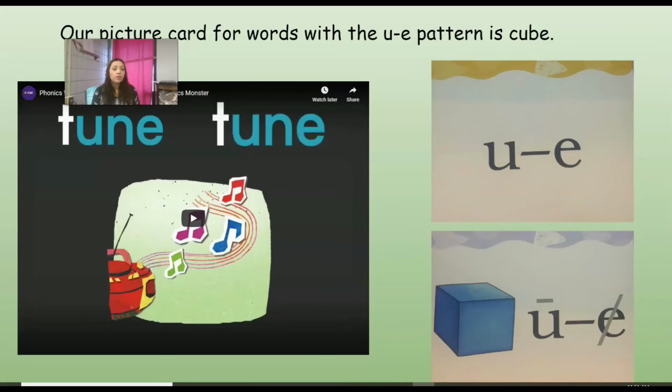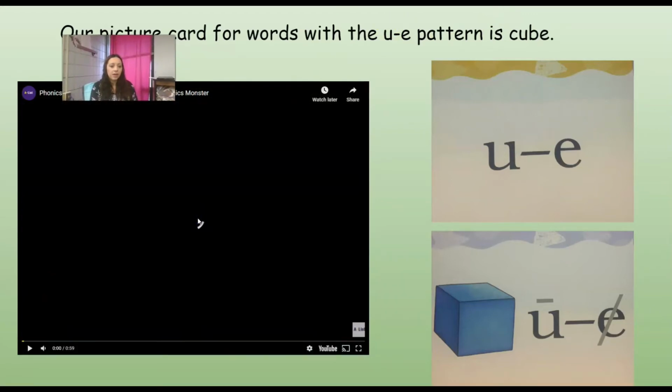So our picture card for the U consonant E words is going to be a cube, because listen, cube. So you can see our cube down here. And just like the A and the O, we're going to cross off that sneaky E and we're going to put that macron on top of the U to show that that's a U consonant E word, okay? All right, so let's listen to a couple other words.